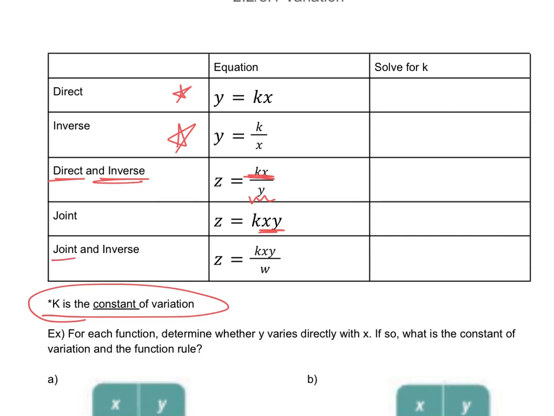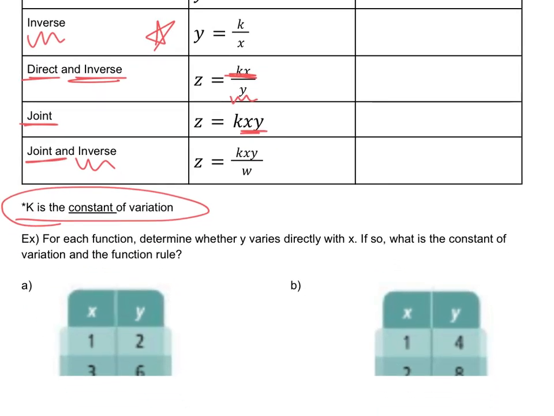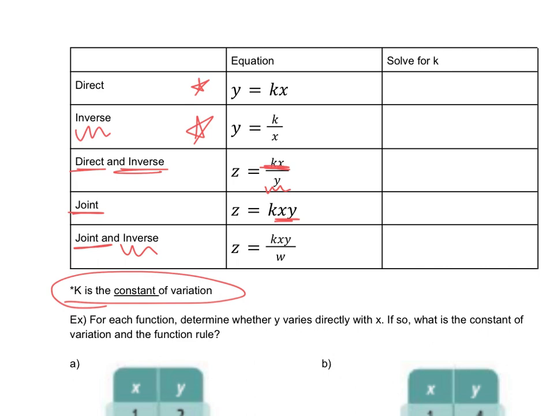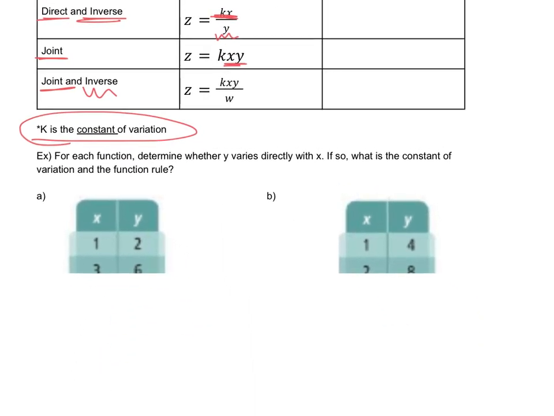Joint variation is when you have k being multiplied by 2 variables. Okay, so now joint and inverse, they're putting the joint that we just had above there and the inverse one together. So it looks like on top, k times xy divided by another variable, they chose w.